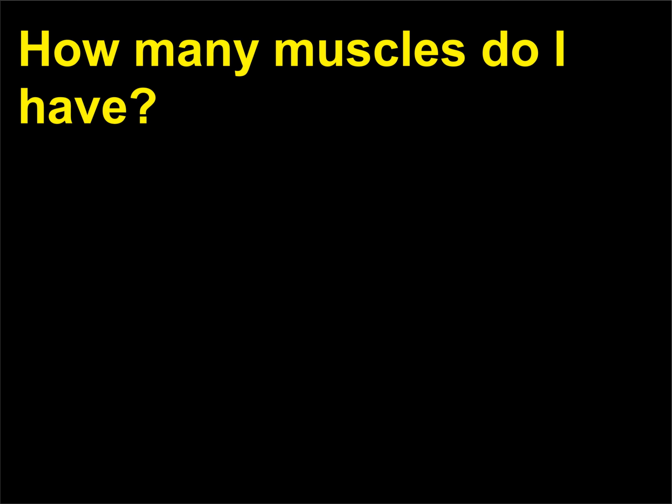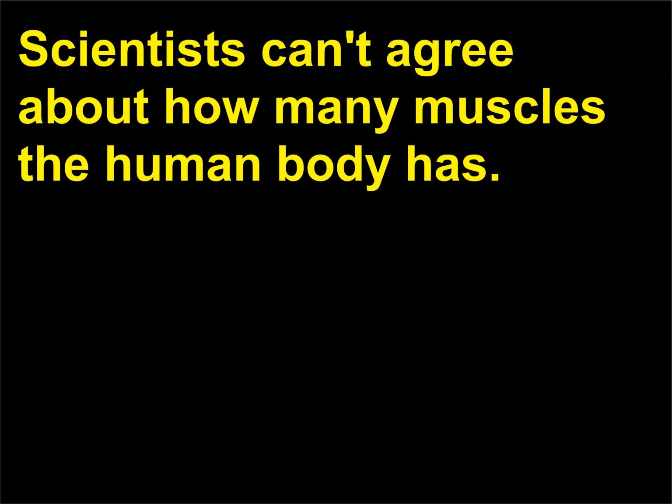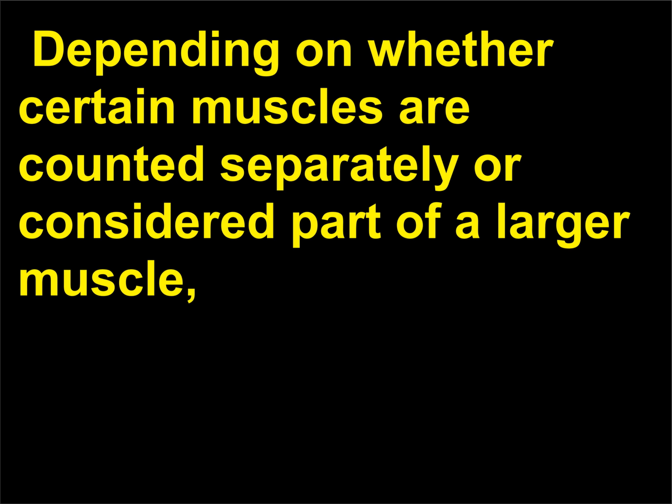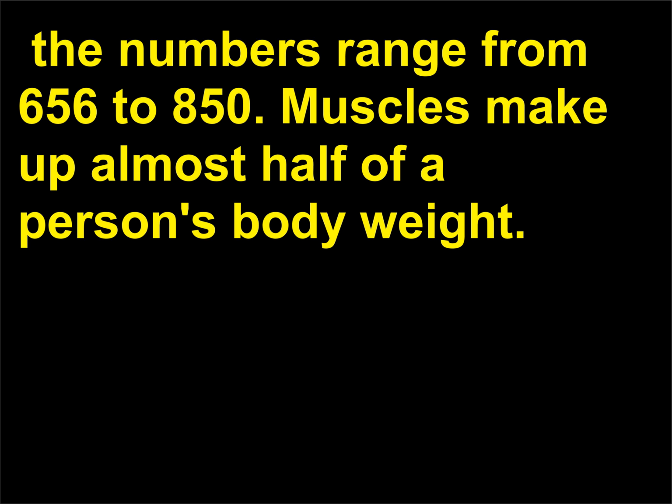How many muscles do I have? Scientists can't agree about how many muscles the human body has, depending on whether certain muscles are counted separately or considered part of a larger muscle. The numbers range from 656 to 850. Muscles make up almost half of a person's body weight.